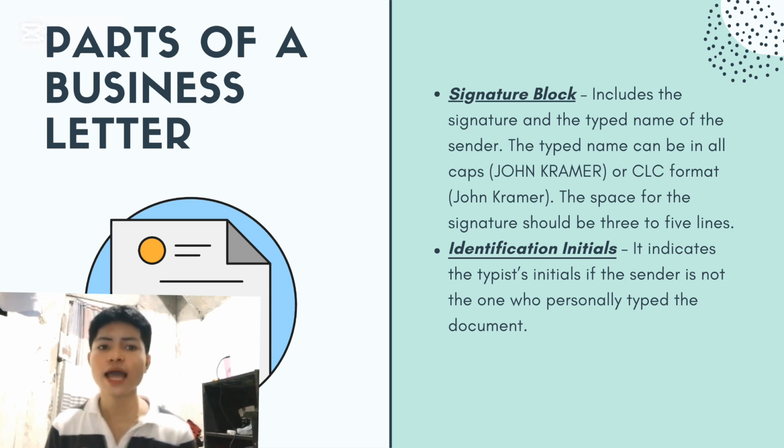3 to 5 spaces. And then, identification initial. It indicates the typist initial if the sender is not the one who personally typed the document. So, kung dili kita mismo ang nag-type ana nga letter, so atong ibutang ang initial name sa nag-type ana sa atong gipasugo nga mag-type ana nga letter, ang initial name ato siyang i-indicate og apil sa atong letter.